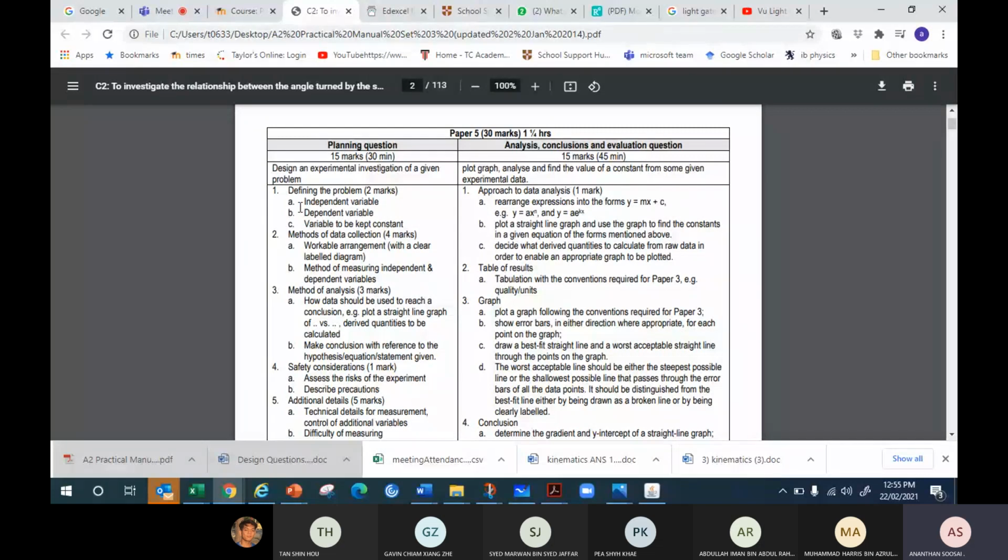Make sure you have defined the problem. Make sure the workable arrangement was shown. Method 4 marks. Analysis 3 marks. The extra details 6 marks. Okay, so tomorrow we'll be discussing this again, just 10 minutes. But today you give it a try. Try to finish the first report.